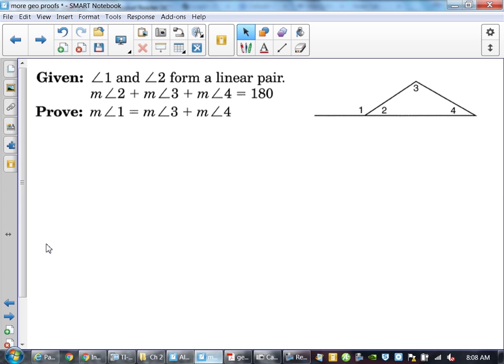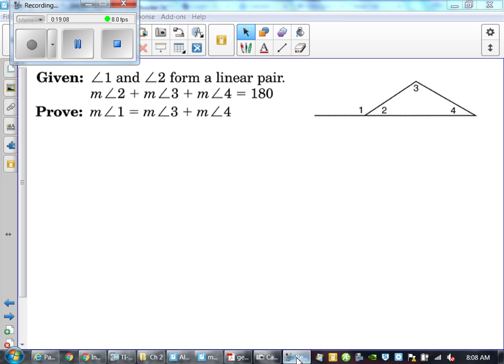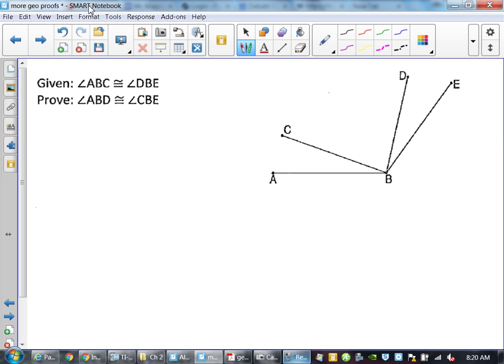You have the progressions. You know exactly what to write. Trust the fact that you know how to do this. Okay? Follow your progression. And there, again, you're given this. You need to show this. What's the overlap that they have?